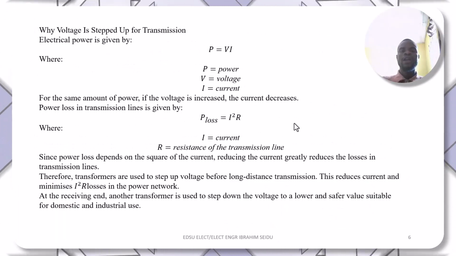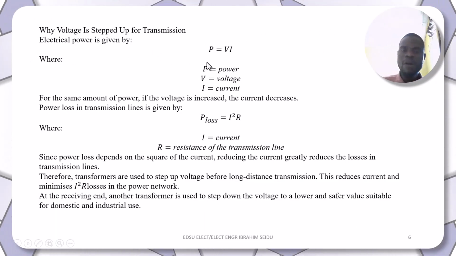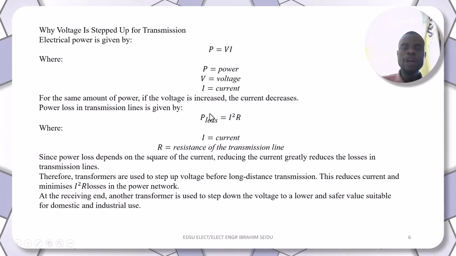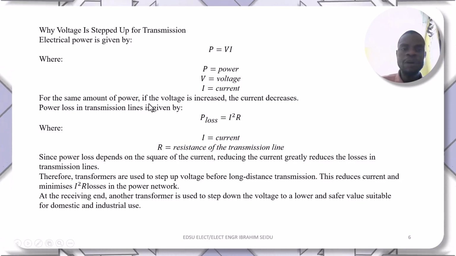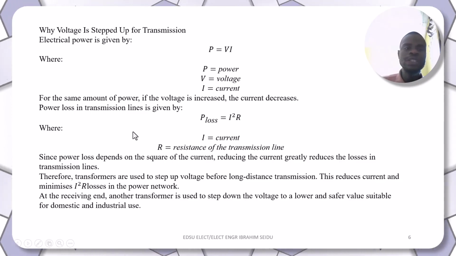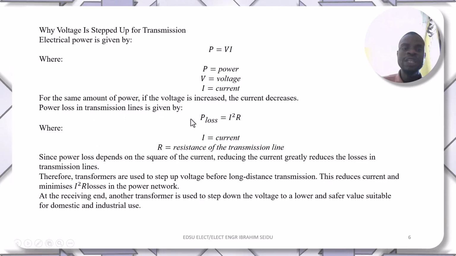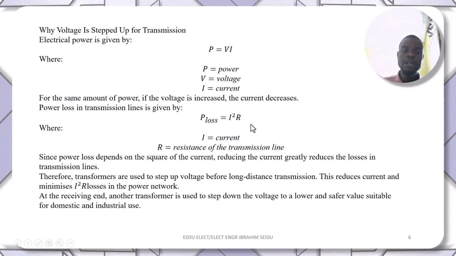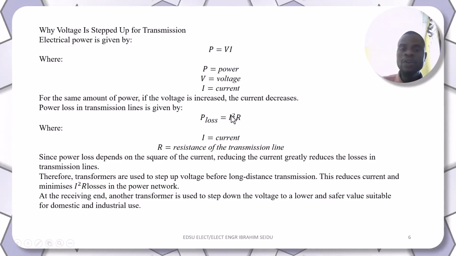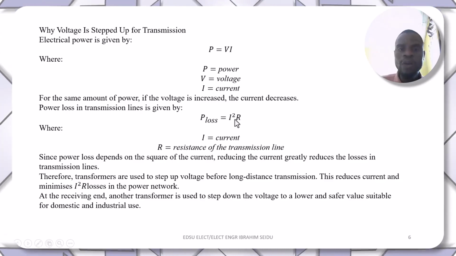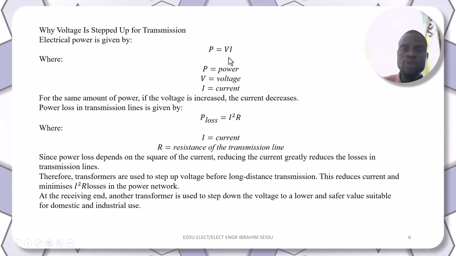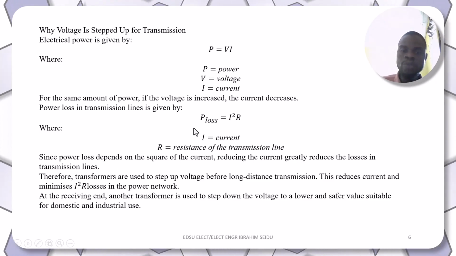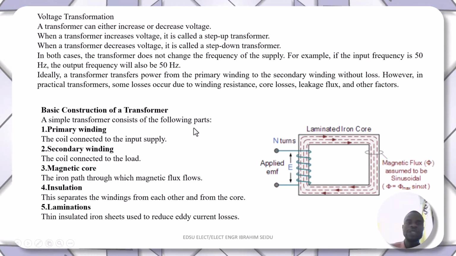Now, as we all know, power is voltage multiplied by current, right? For the same amount of power, if the voltage is increased, the current decreases. The power loss in a transmission line is given by this: P loss is I squared R, like we have said earlier, I squared R. For you to have a lower current, you have to boost up or transform the voltage to a high voltage to reduce this power loss. We have already discussed that.